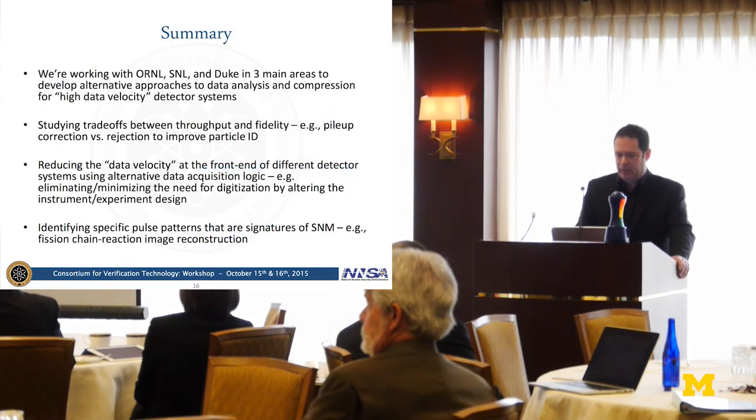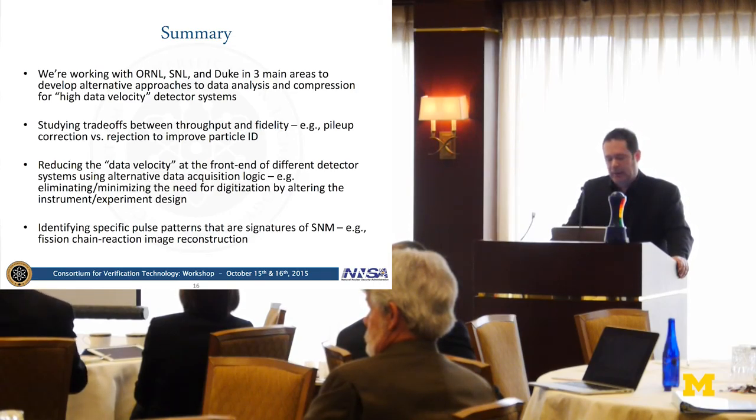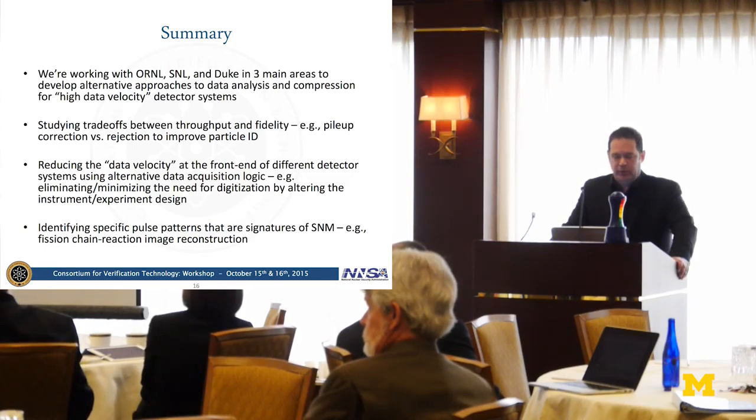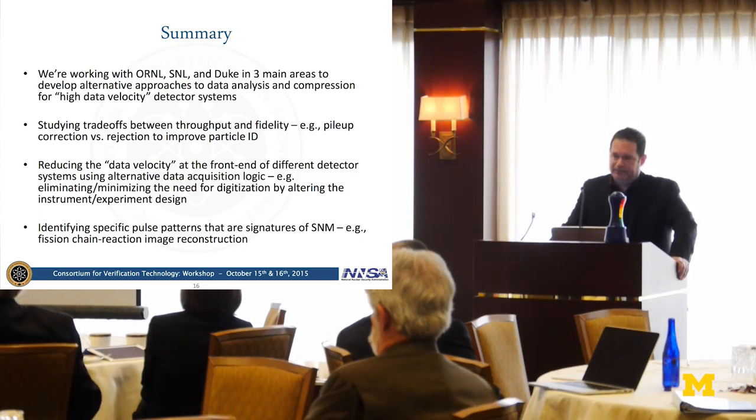So I'll wrap it up now. Basically, we're just working with Oak Ridge, Sandia, and Duke on three different projects to try to improve data analysis and compression. Some of the techniques that we're looking at is actually altering the experiment design to reduce the data velocity, or in the case of the neutron-coated aperture imager, to try to identify specific pulse patterns that correspond to fission chain reactions.